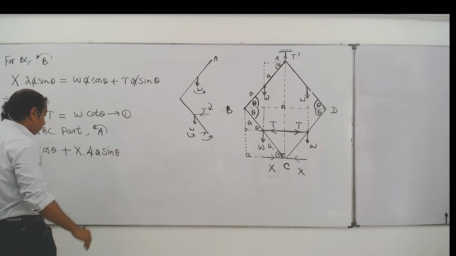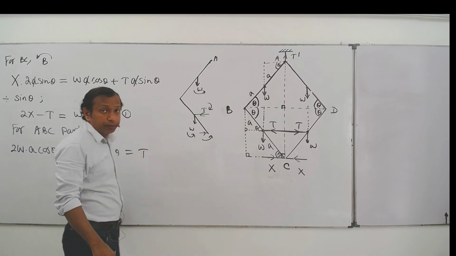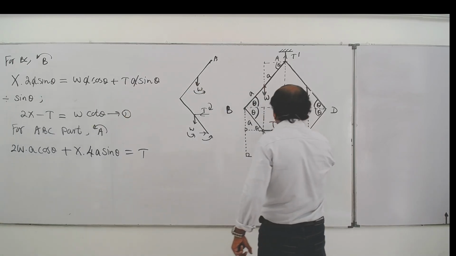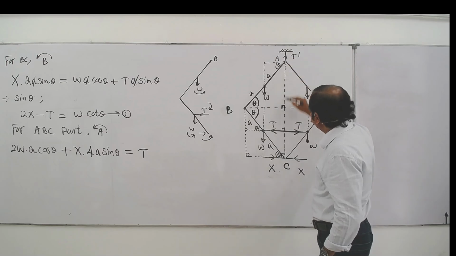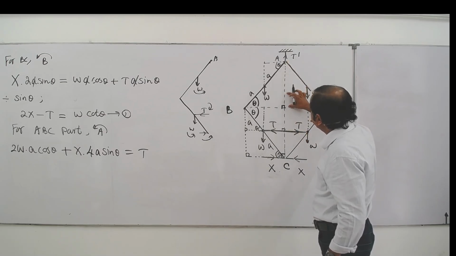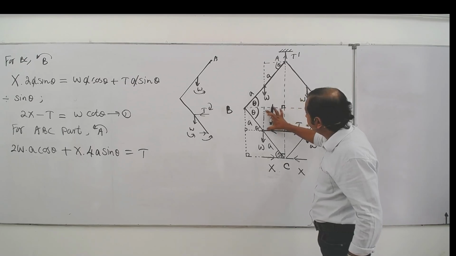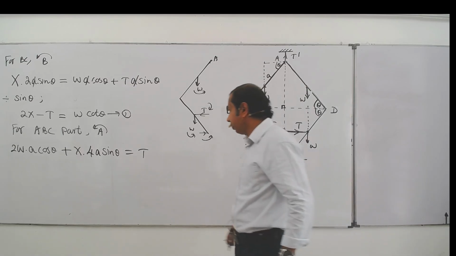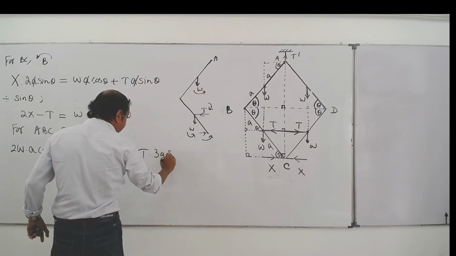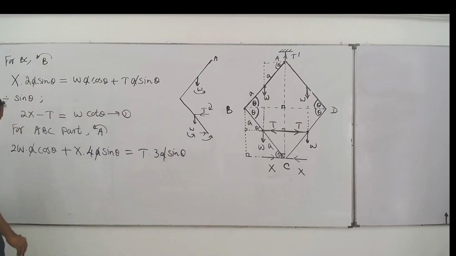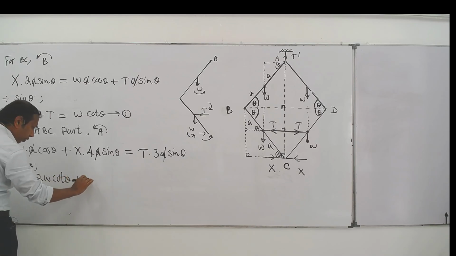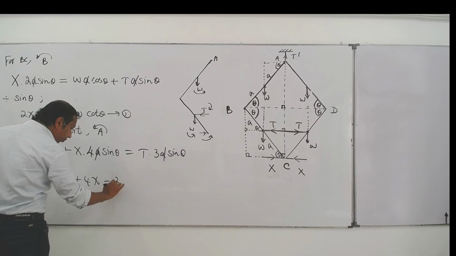4A sin theta should be equal to T times, right? This is the line of action of T. The distance we need from here to here is 2A sin theta. This part is equal to this, that is A sin theta, then 3A sin theta. A you can cancel down, no? Right. Then again divide by sin theta. Then we get 2W cot theta here, 4x here, 3t there.